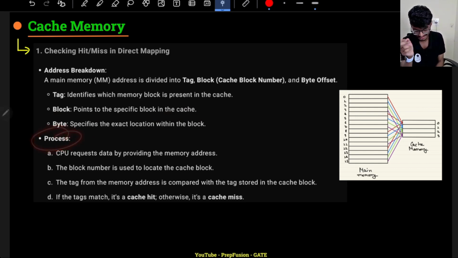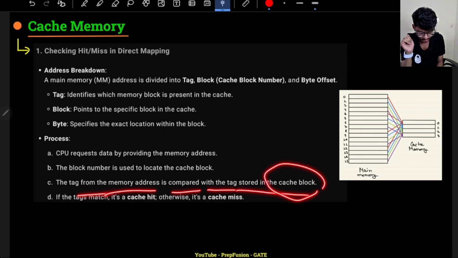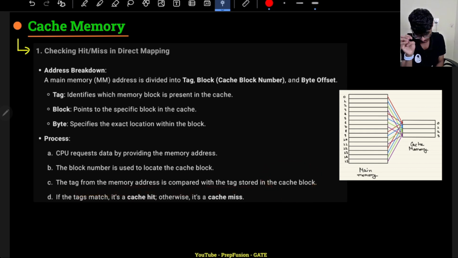So what is the process? The CPU requests data by providing the memory address. The block number is used to locate the cache block. So first I see the block number and go to that block of the cache. Then the tag from the memory address is compared with the tag stored in the cache block. I compare the tag given through the address with the tag currently present in that block of the cache memory. If it matches, it's a cache hit, otherwise it's a cache miss. We have already discussed this previously, and exactly that is what we will implement.